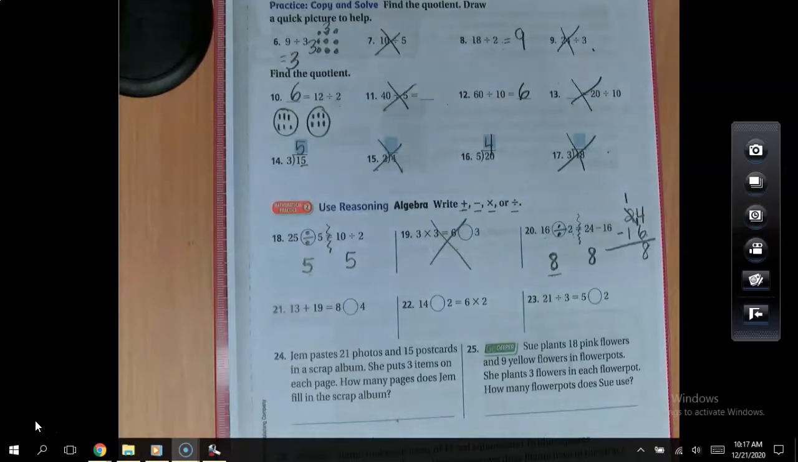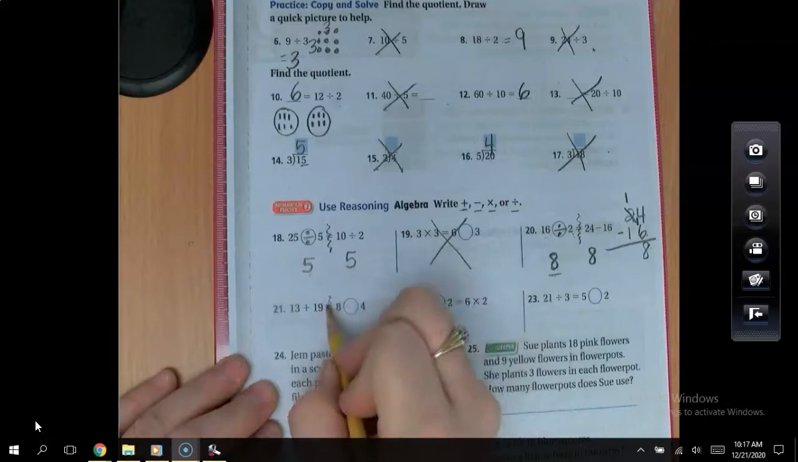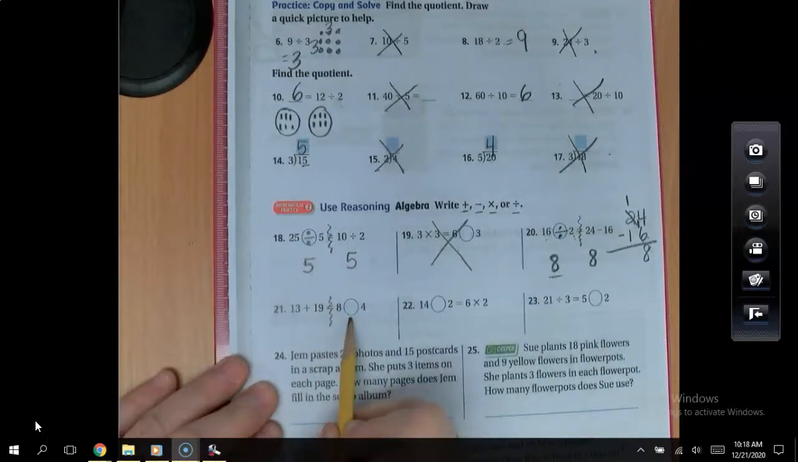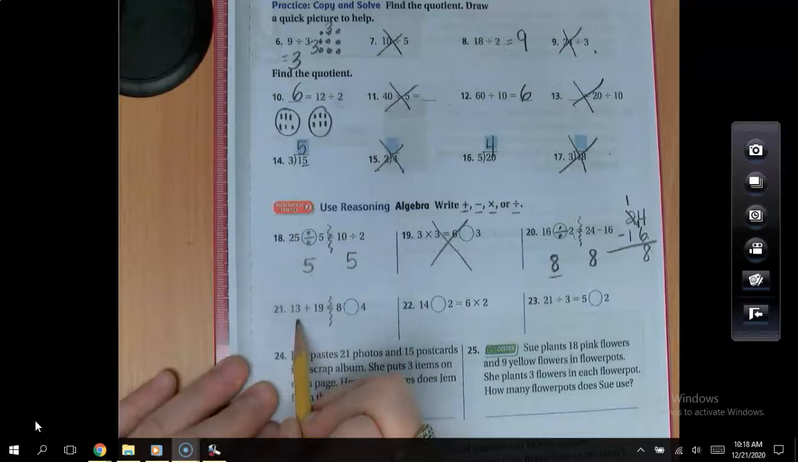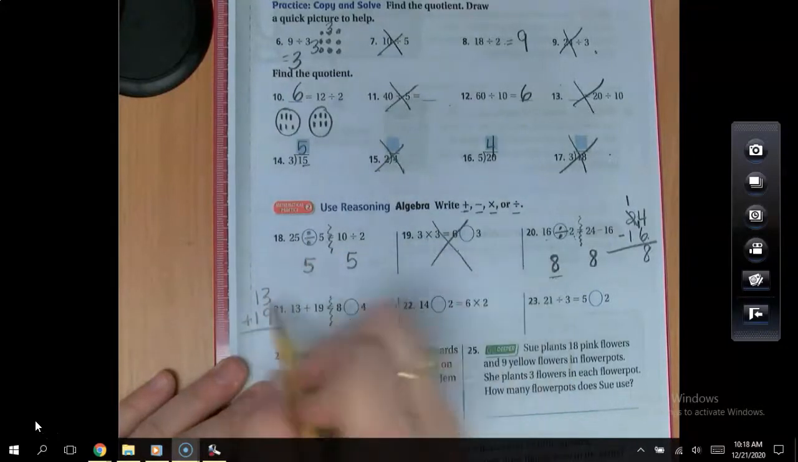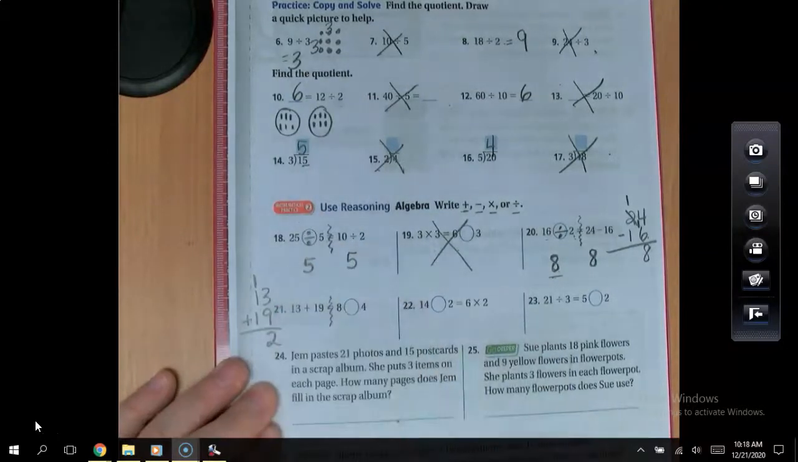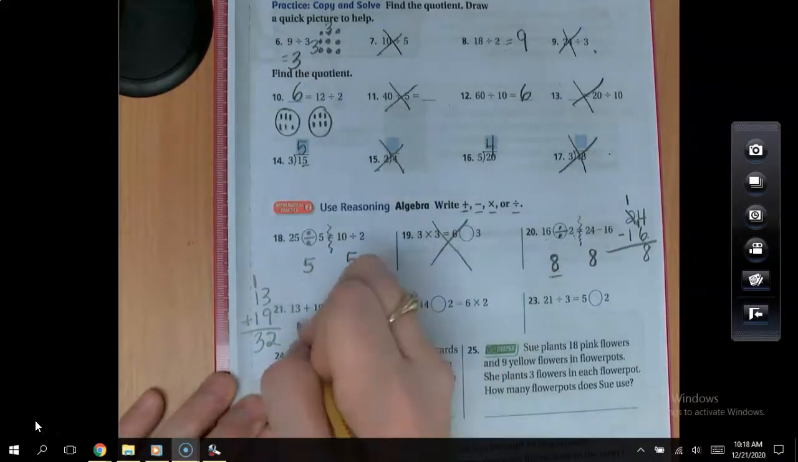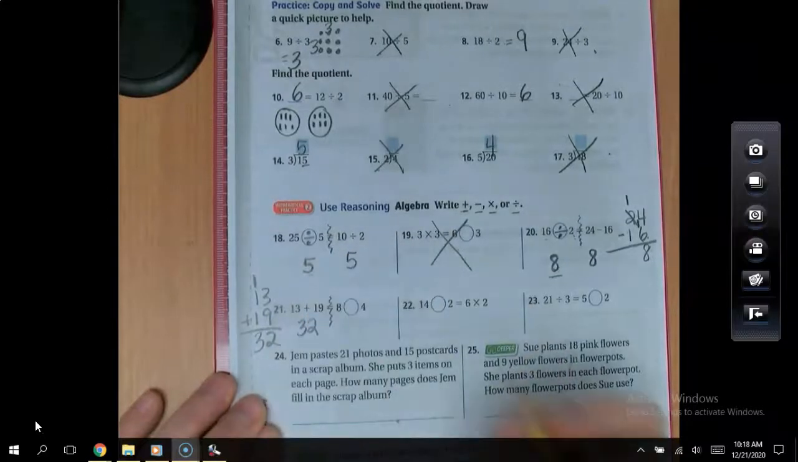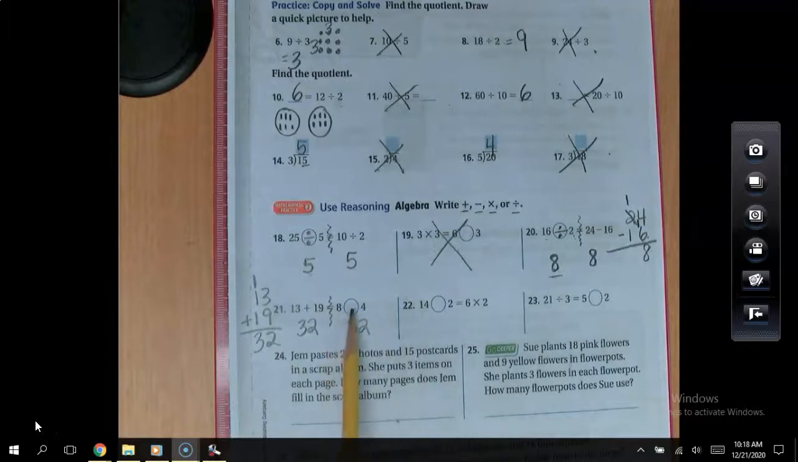Let's do a few more of these. Let's look at 21. Put my squiggly line. I can't solve this side yet, so I have to solve to the left. So I need to add 13 plus 19. I have 9 plus 3, 9, 10, 11, 12. Carry my 1, drop my 2. And then 1, 2, and 3. So I have 32. So if I have 32 on this side, that means I need to get to 32 on this side. So what do I need to put in the middle to get to 32?